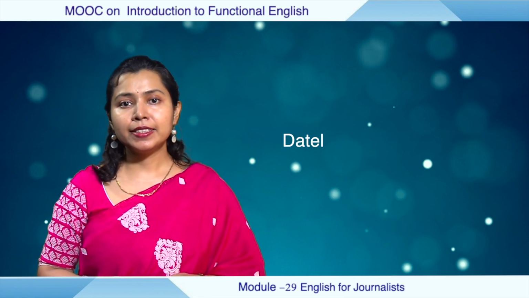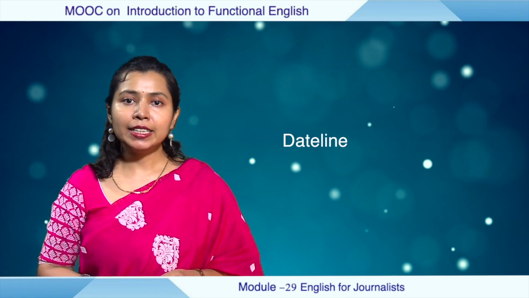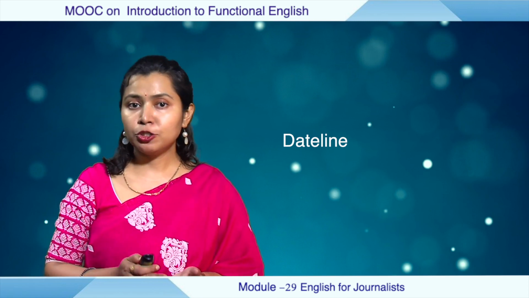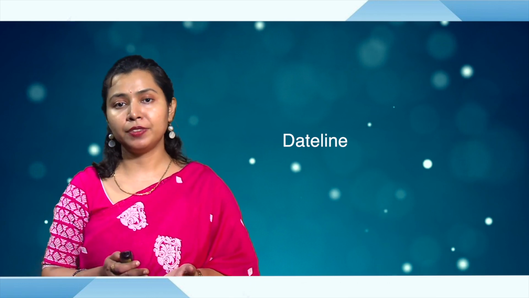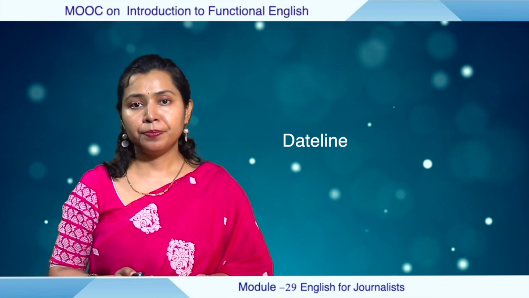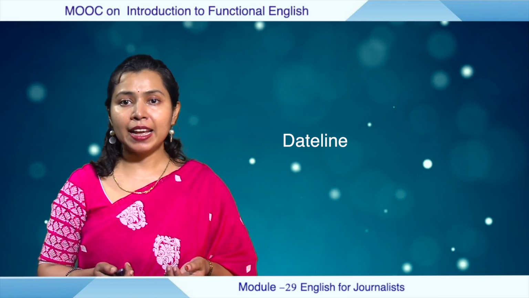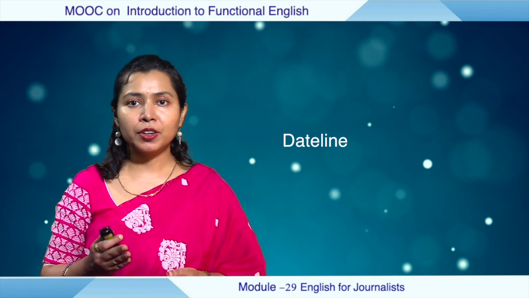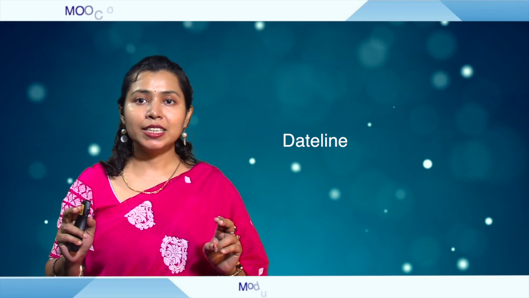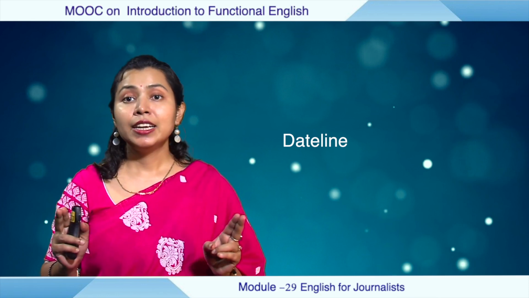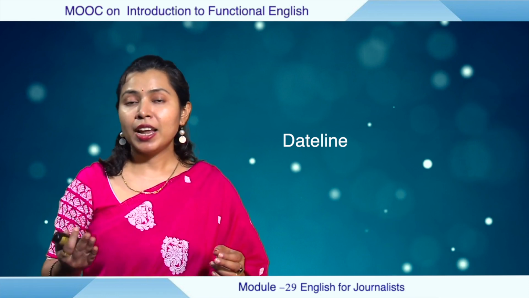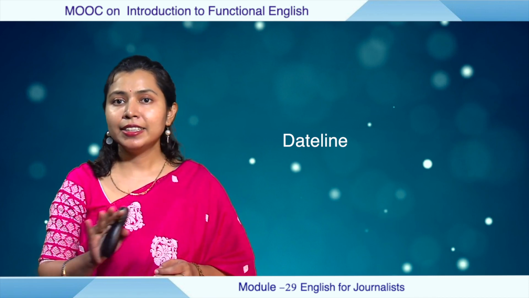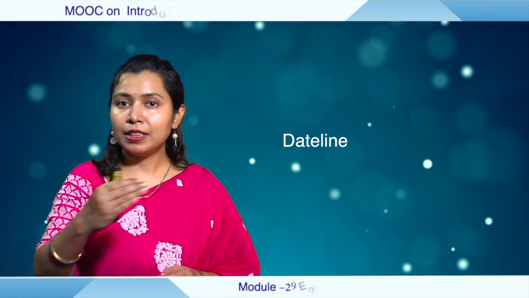The next element is the date line. A date line in a news story carries two important pieces of information: the place of the happening and the date of the event. If you get a newspaper and see the date lines of different news stories, you will come across something like Guwahati, May 14, or New Delhi, July 13. In this way you will find the date line at the beginning of a news story.